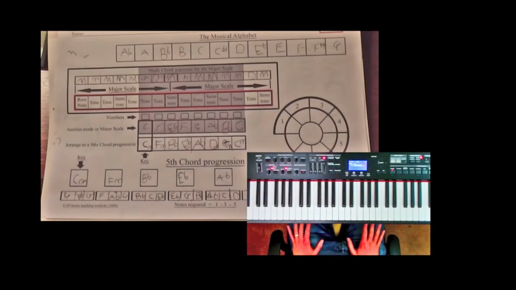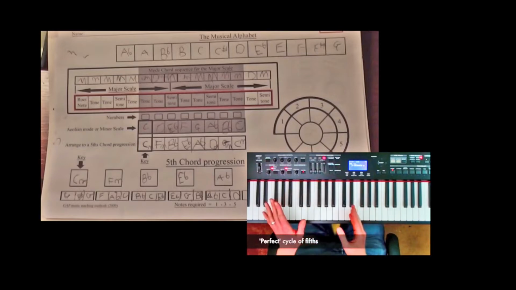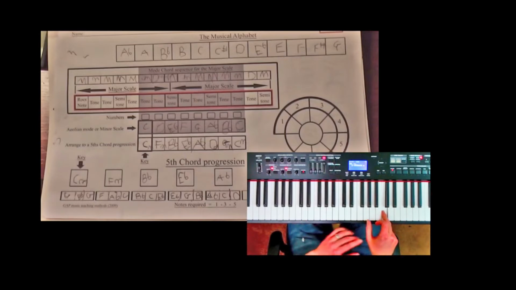So first of all, there are two kinds of cycle of fifths. First of all, there's a perfect cycle of fifths, which is where you go down a perfect fifth every time. And when you do that, it will take you through all 12 notes on the keyboard. So if I start at C.